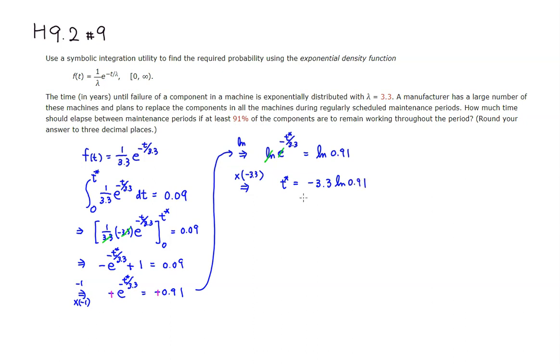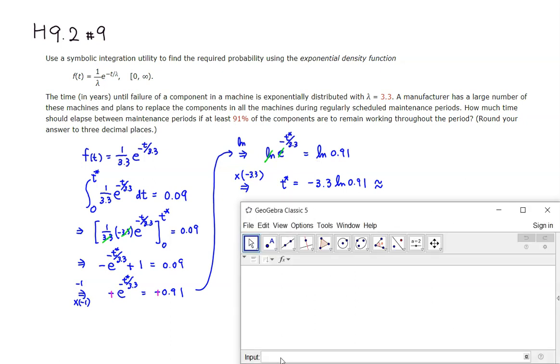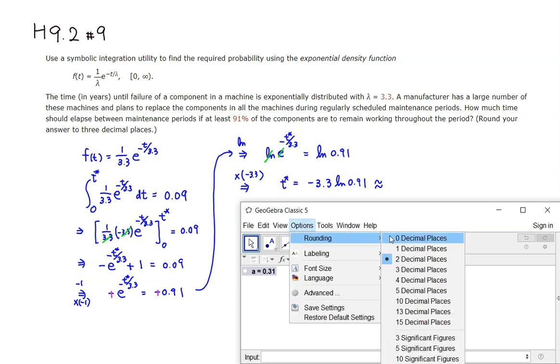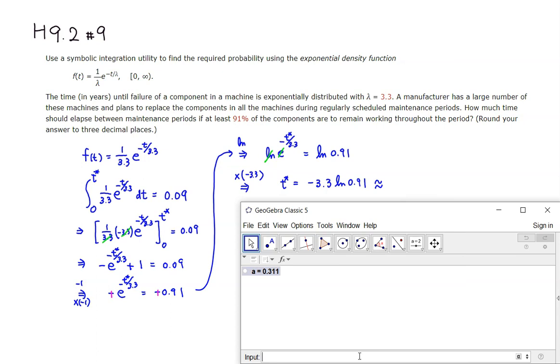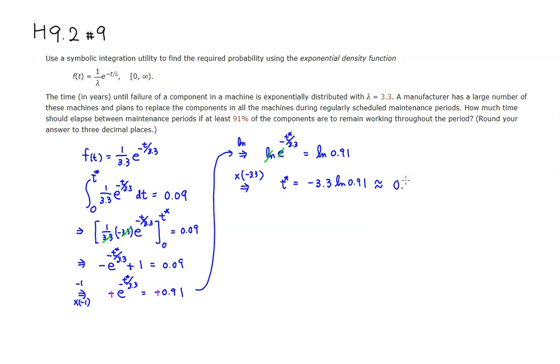0.91. Right, so let's find this value, and we want 3 decimal places. So I'm going to just open up GeoGebra. I opened up GeoGebra and I'm going to type in negative 3.3 times natural log of 0.91 and hit enter. We need 3 decimal places, so you go to options, rounding, and 3 decimal places. So it's 0.311. It's going to be 0.311.